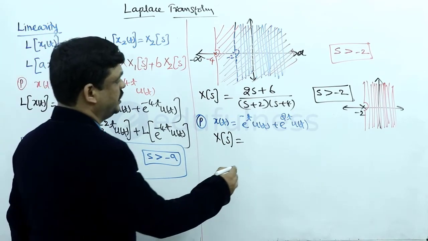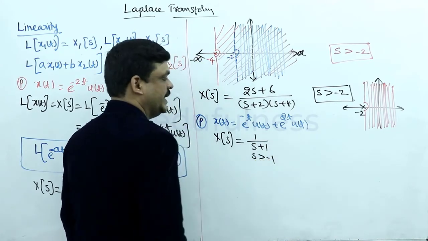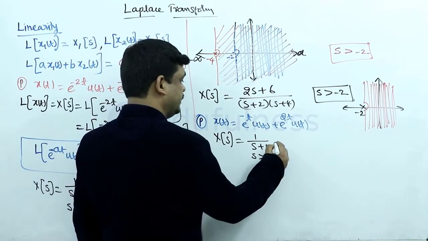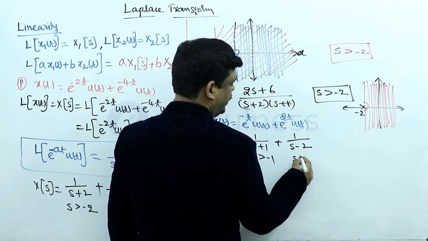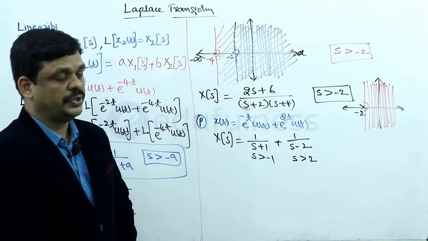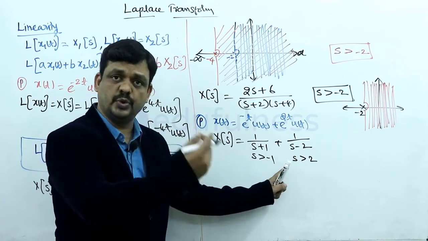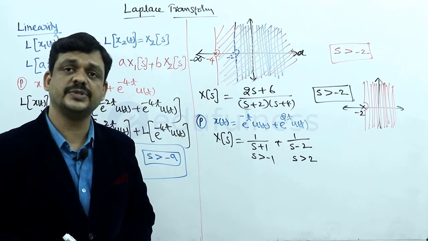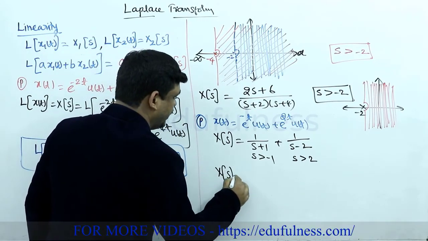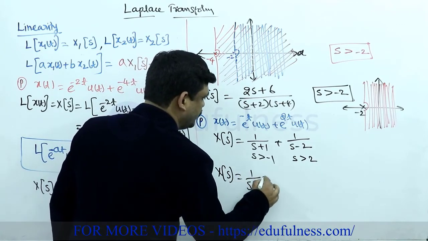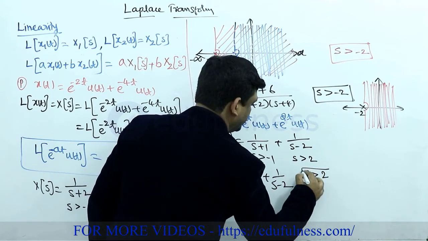Then directly I am writing the answer: 1 by s plus 1, ROC greater than minus 1, plus, for e to the power of 2t, 1 by s minus 2, ROC greater than 2. So one signal ROC is defined from minus 1 onwards, another signal ROC is defined from 2 onwards. Then the total signal ROC is defined from 2 onwards; we have to take the common area. So finally x of s is 1 by s plus 1 plus 1 by s minus 2, and ROC is greater than 2.